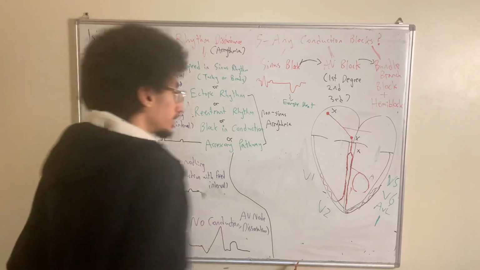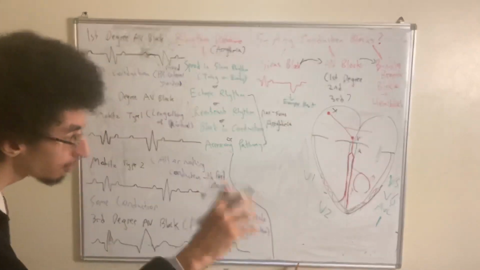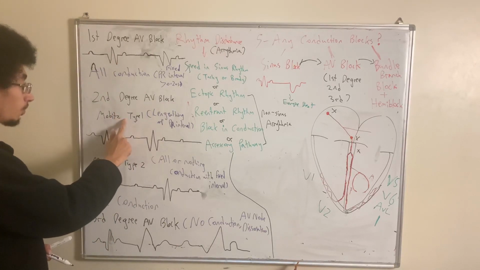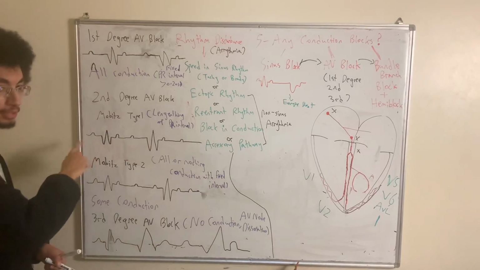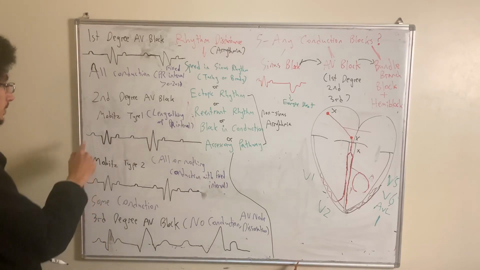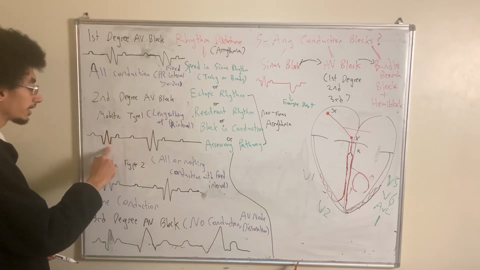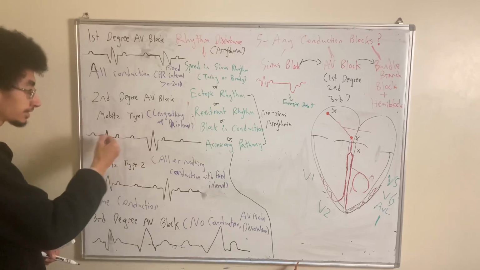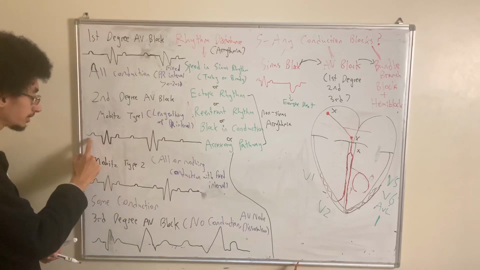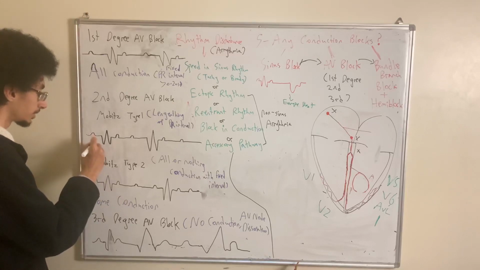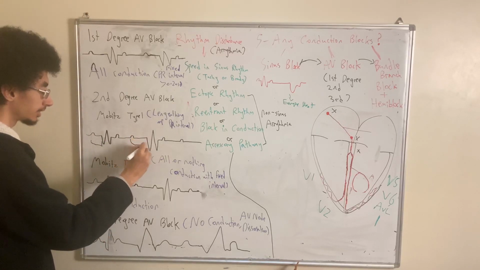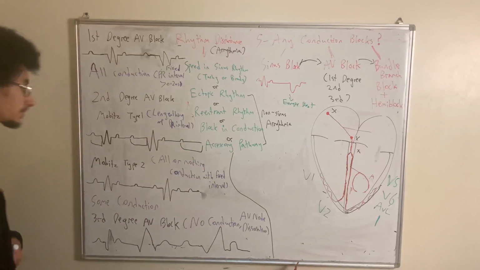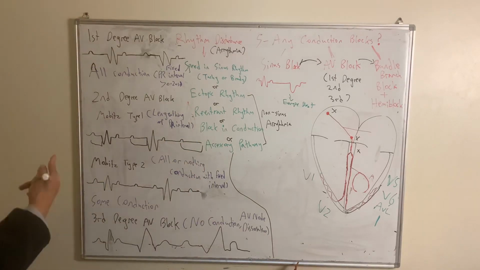Now, if we have a block in the AV node a little bit more than first degree, you'll have Mobitz type 1. In Mobitz type 1, you will have a prolonged PR interval. So concentrate. Here's a P wave, QRS, QRST, right? I want you to look at the PR interval. What is happening with each sinus beat? Look at this one, this one, this one, and now this one. What happened here? I'll tell you.